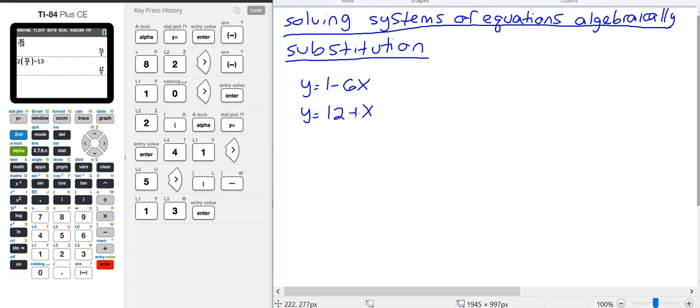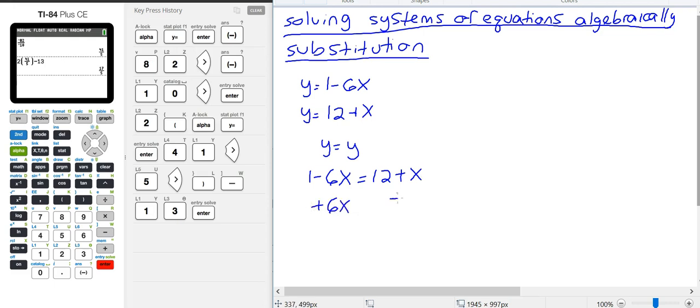This makes it much easier to solve the system of equations because we know that y is going to be equal to y. And if y is equal to 1 minus 6x, and y is also equal to 12 plus x, then we know automatically 1 minus 6x is going to be equal to 12 plus x. And now we have an equation with just one variable, and it's very easy to solve.